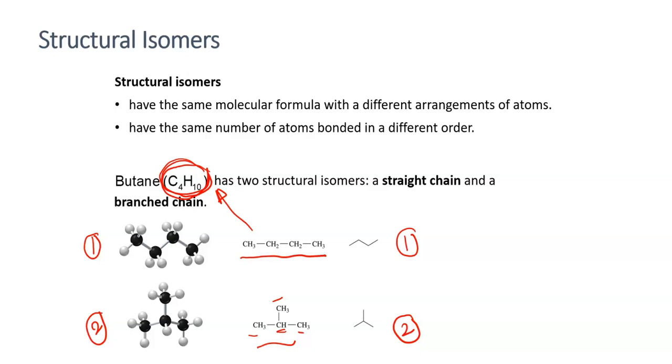The first one is a straight chain and the second one is a branched chain because the CH3 is considered a branch. And you can still draw the line angle structure for this just like that, because this is CH3 and CH3 here, CH3 here, and for this carbon there's only one hydrogen attached. Okay, so those are two structural isomers.